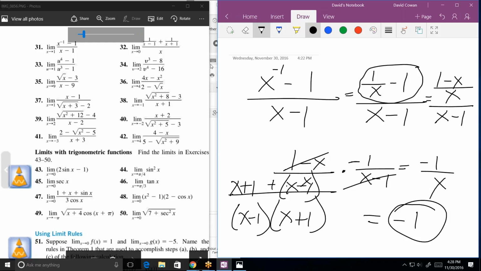On number 38, same thing. You want to use the conjugate. You want to multiply the top and bottom by the square root of x squared plus 8 plus 3. The reason you do that is so you can simplify the top, and it does get rid of the radical sign. On 42, same thing. You've got a radical sign. What's the conjugate of that? 5 plus that whole thing.